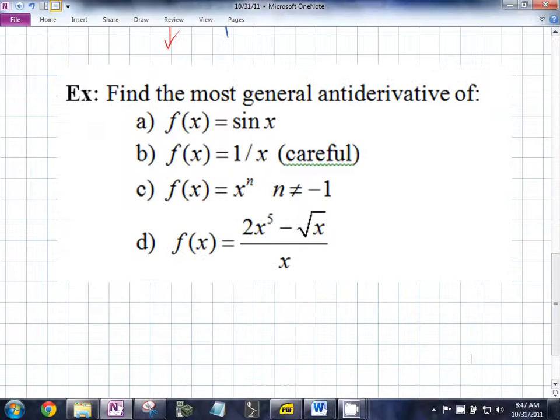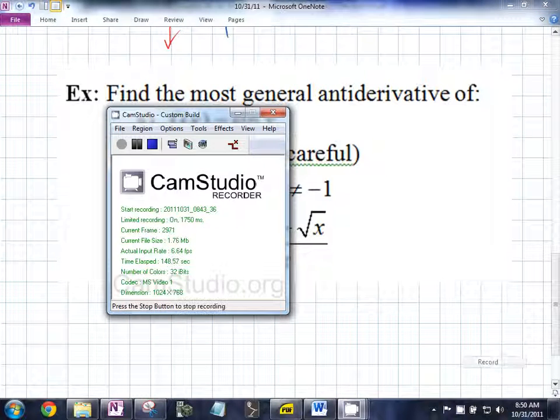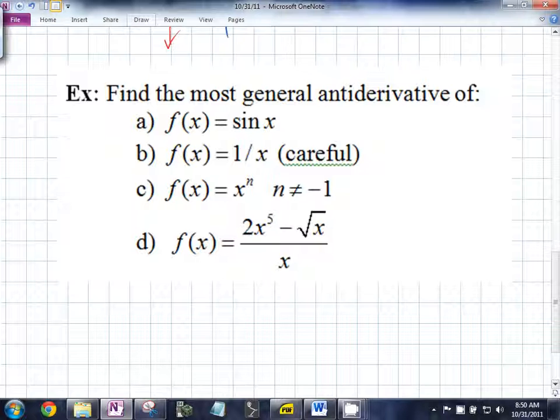Try these. If you can't get it, just skip it and we'll come back to it. And I did give you a hint on it. Just be careful. Try this. What is it? The derivative of what is sine? Yes. Negative cosine x plus c. You have to say plus c, because look, most general.